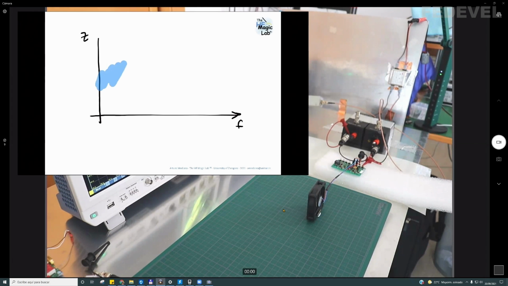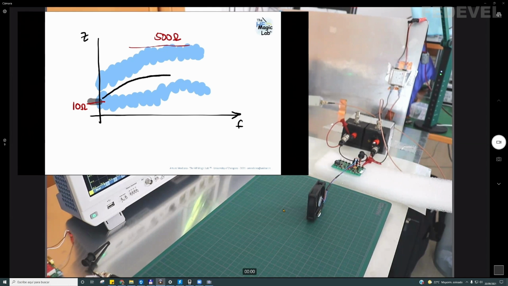Is doing something like this. Consider you are measuring experimentally, and something like this. This is the envelope of the impedance you can measure in a real application in the world. This is something like, I don't know, perhaps 10 ohms, and the maximum is around 500 ohms. And what happened? The impedances do something like this, and this value is around 50 ohms.